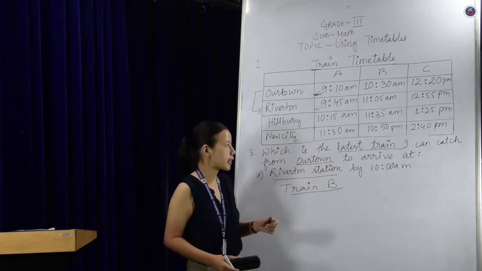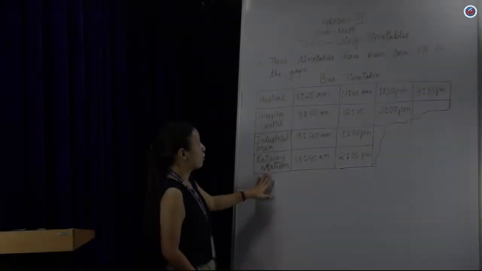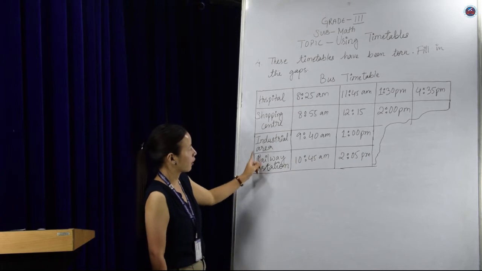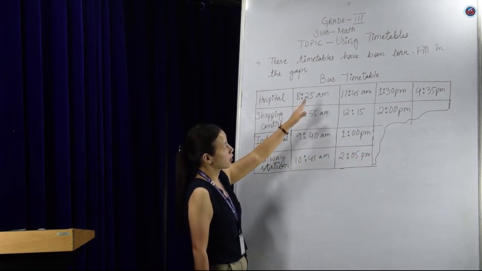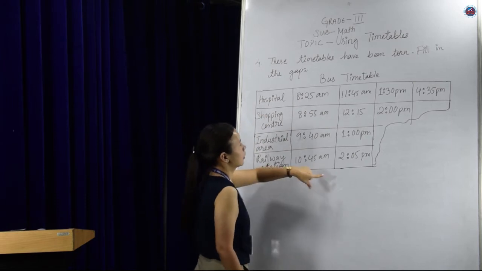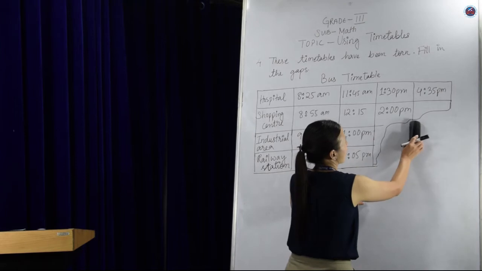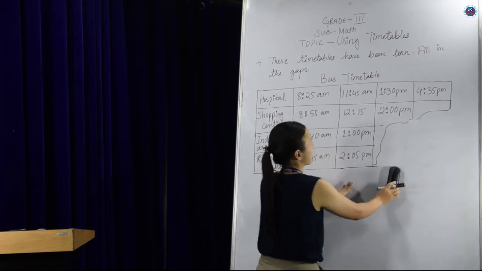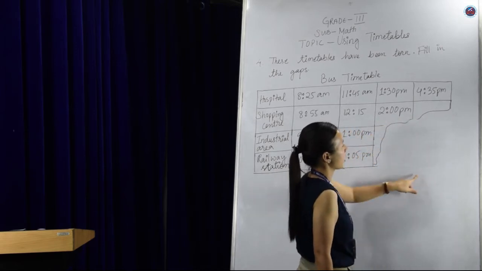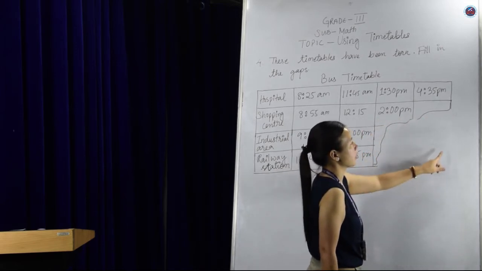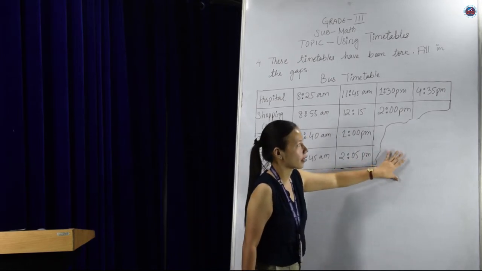Now let's go to another question, that is question number 4. Now have a look at this table here. This timetable, which is shown here, has half of this part already torn. So that means this time is missing. We have to find this missing time here. So how do we find this missing part?